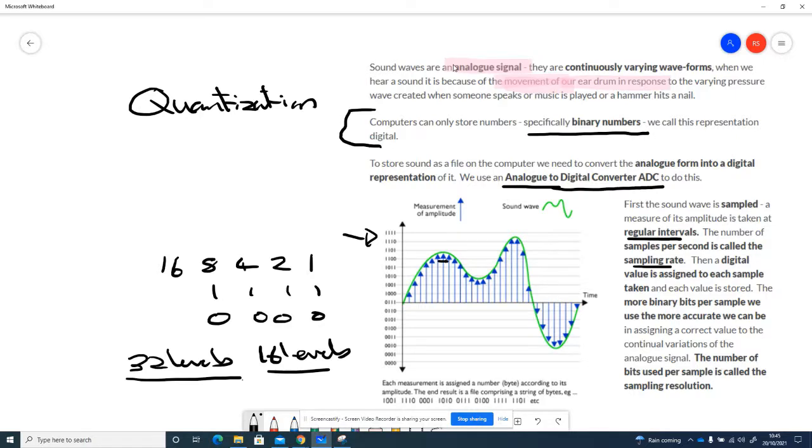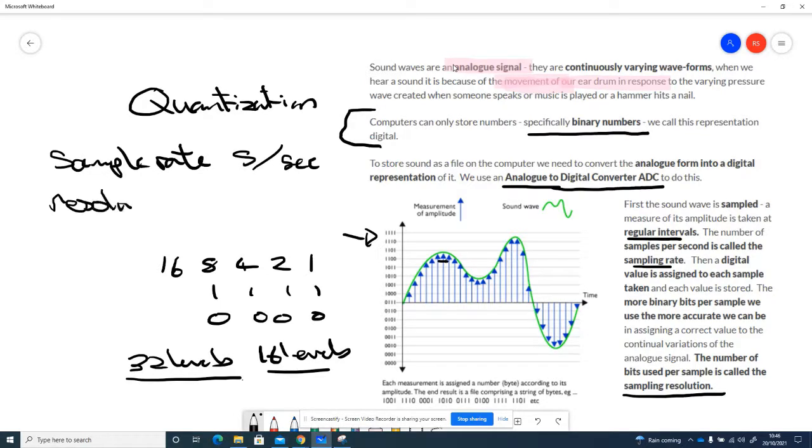So the number of bits we use per sample is called the sampling resolution. So there are 2 things that we need to think about when we're sampling a sound, and that's sample rate, which is measured in samples per second, and resolution, which is in bits. So how many bits per sample that we're going to use.